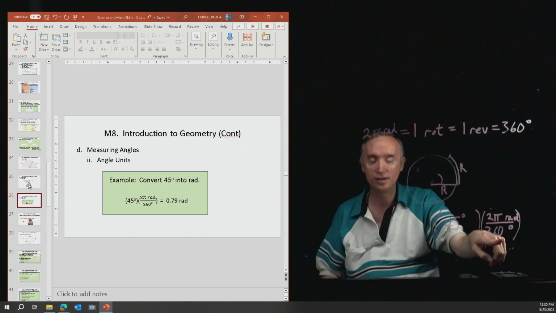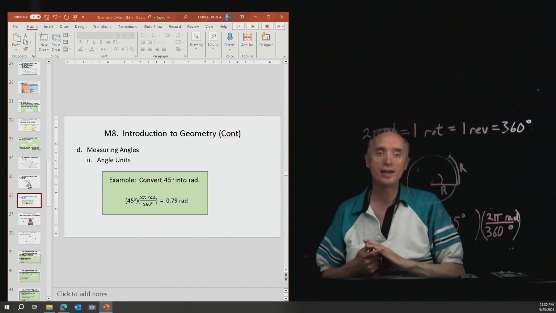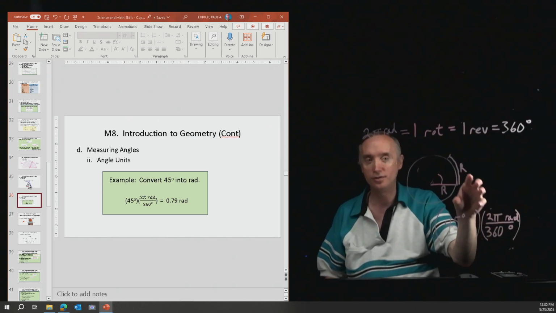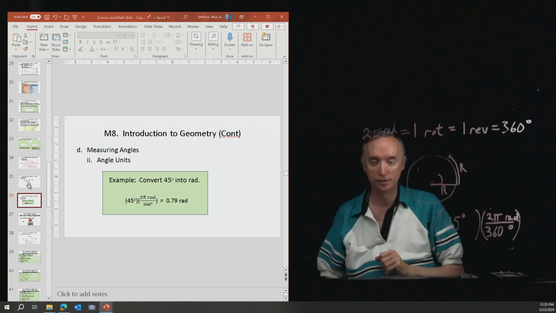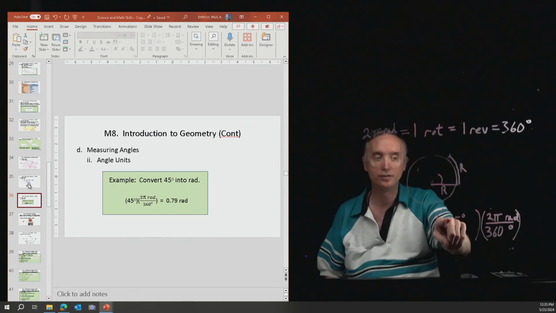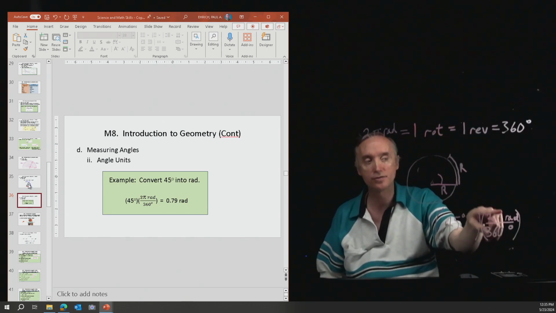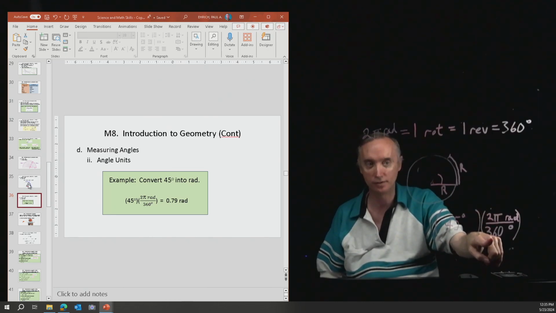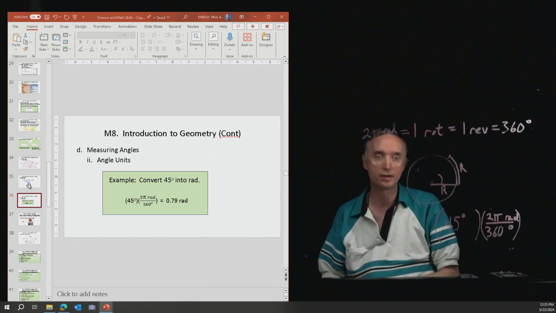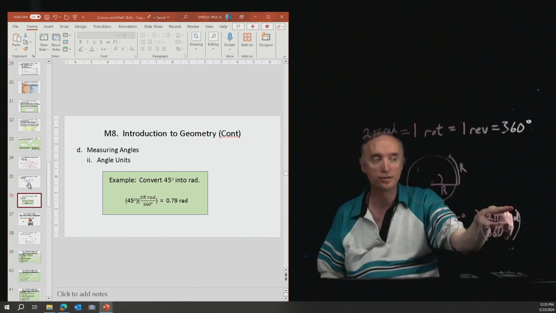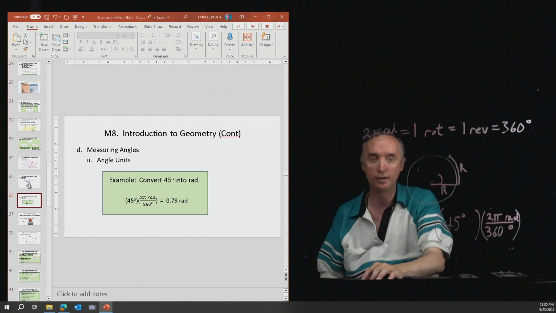Now, did you see that you can do that all at once on your calculator, but you tend to make mistakes when you do that. So I recommend that you take the 45 times 2 and get an answer. Take that answer times 3.14 and get an answer. Take that answer and then divide by 360. And that's what it turns out to be. Notice that the degree canceled, and the only unit you're left with is the radian.